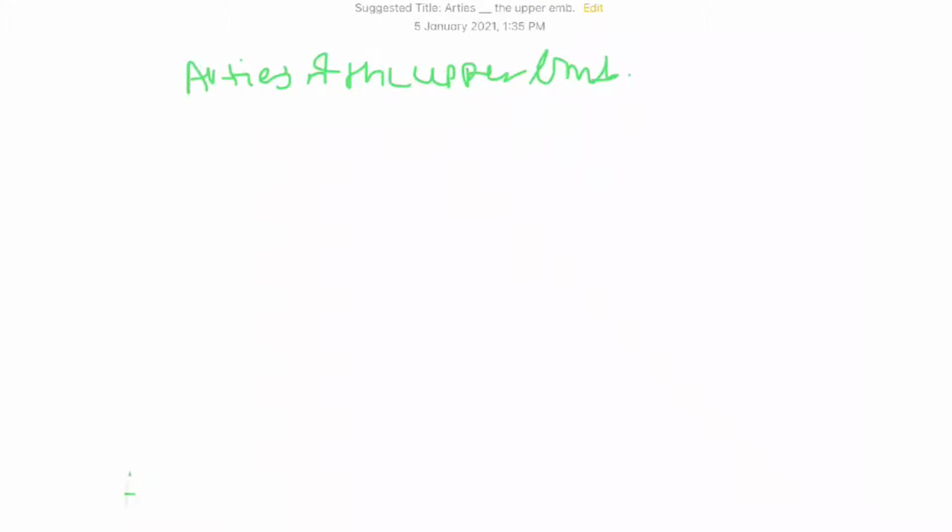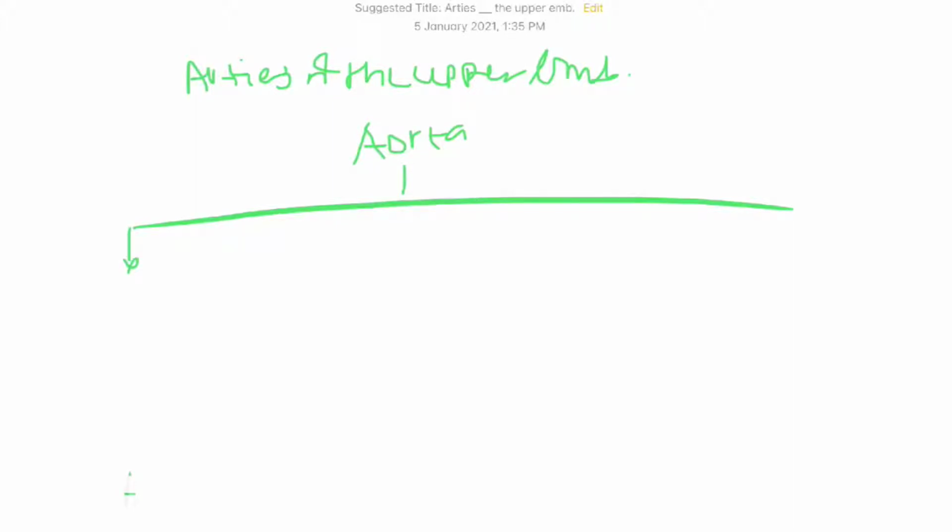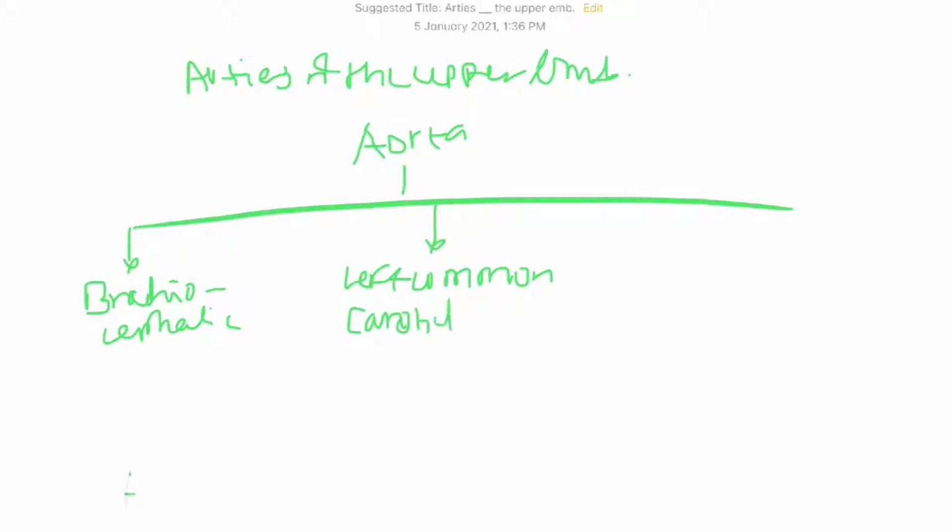How is the upper limb supplied with blood from the heart? From the heart the blood goes to the aorta, and from the aorta there are three branches. Let me show you the aorta, and there are three branches I will write here. The first one is the brachiocephalic, the second one is the left common carotid artery, and the last one is the left subclavian artery.